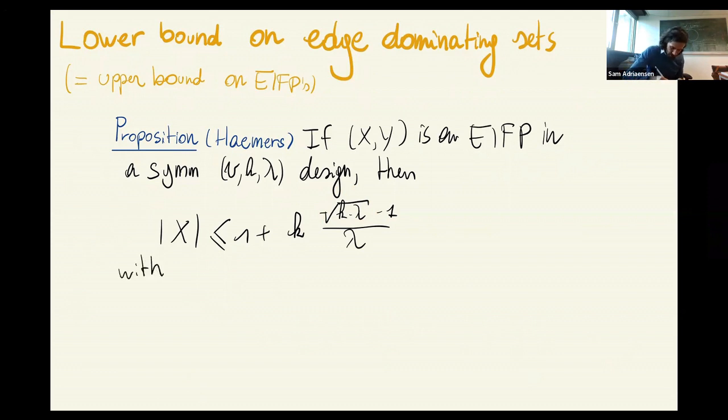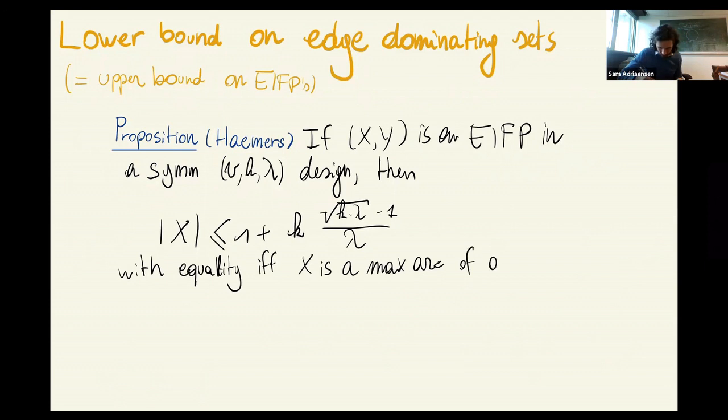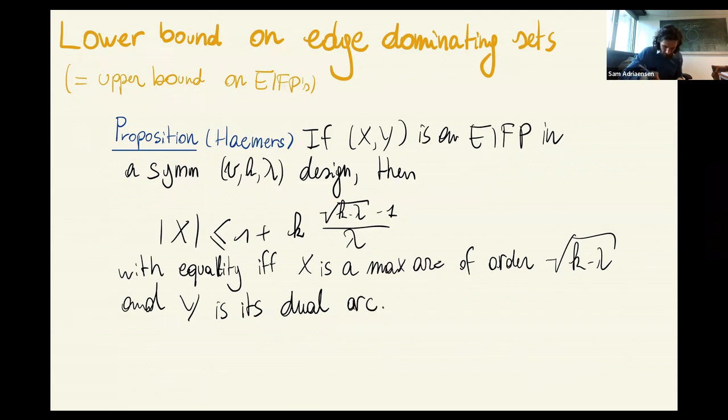And so equality holds only if x is a maximal arc of order square root k minus lambda, and y is its dual arc. So by dual arc, I mean just all the blocks missing x, and we know this is again a maximal arc in the dual design.